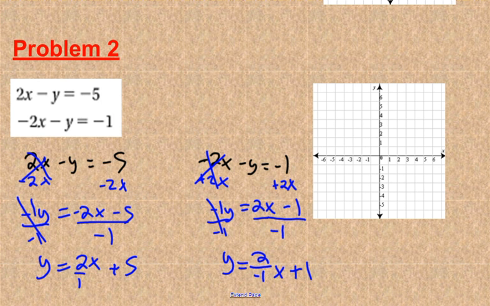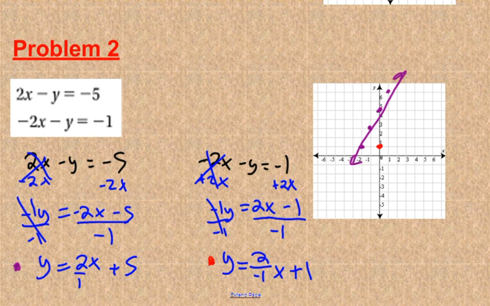So I'm going to graph the first one in purple, and the second one in red, and we're going to see where they cross. So, y equals 2 over 1 x plus 5. Starting at plus 5. 1, 2, 3, 4, 5. We're going to go up 2 and over 1. Actually, I'm going to go down 2 and back 1 so we can continue this line. Not the best line there. Sorry about that.